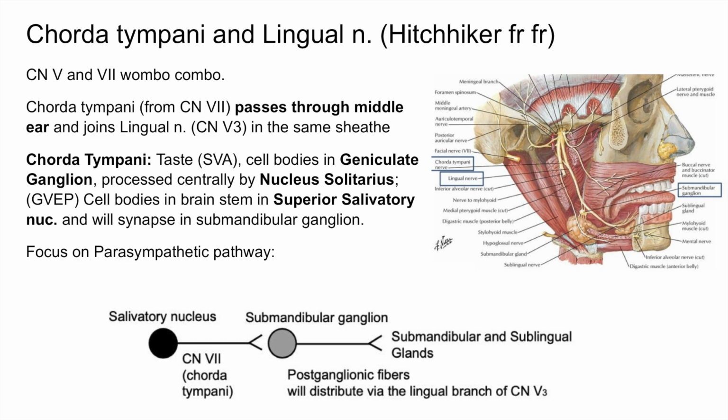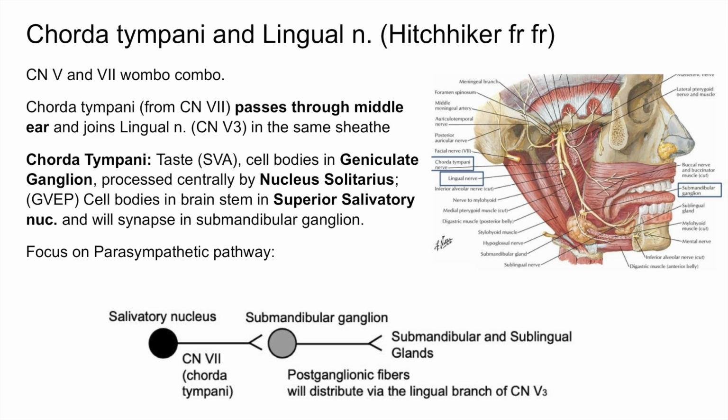It exits cranial nerve 7 and it passes through the middle ear cavity and then joins the lingual nerve, which is a branch of V3. So from that point on, the lingual nerve is basically carrying its own general sensory fibers plus these hitchhiking fibers from cranial nerve 7. So for the taste pathway, the cell bodies live in the geniculate ganglion, and the central processes go to the nucleus solitarius in the brainstem, and that's your sensory side.